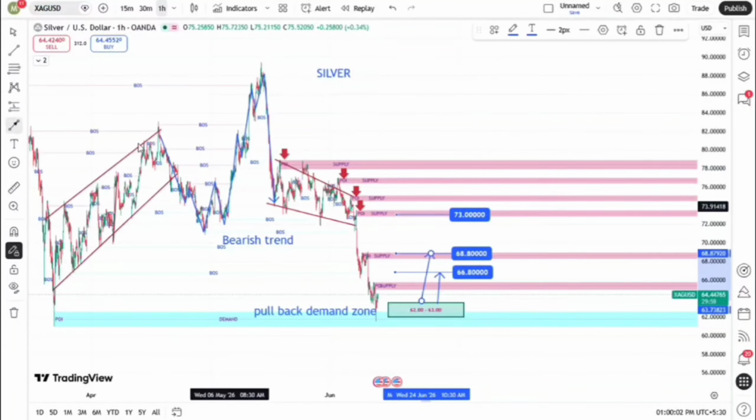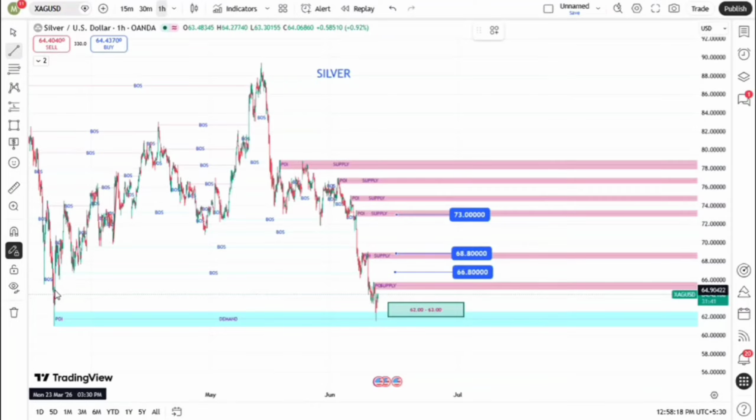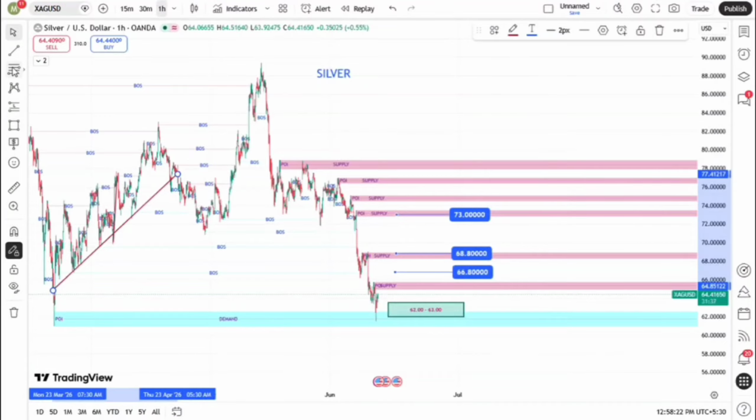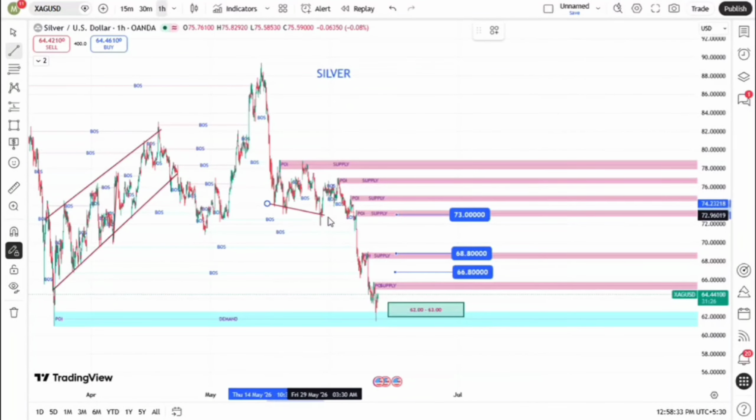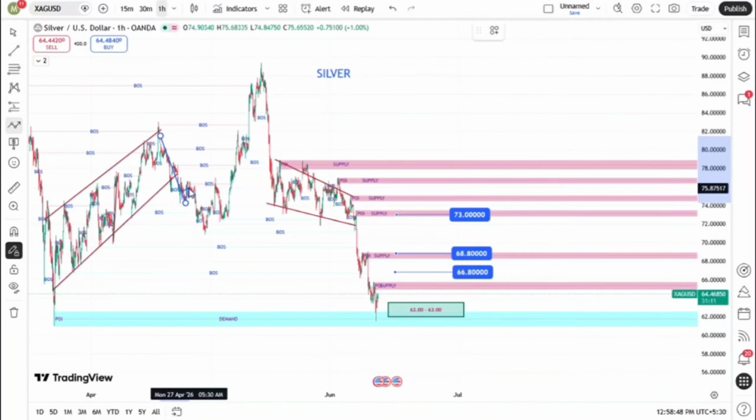XAG-USD exhibits a clear bearish structure on the hourly timeframe, characterized by consecutive bearish break of structure prints confirming heavy institutional distribution. Following a rapid sell-off from the $78 premium supply region, the asset is currently testing a major demand pocket. High-frequency algorithms are actively hunting internal liquidity pools before the next macro expansion phase begins.